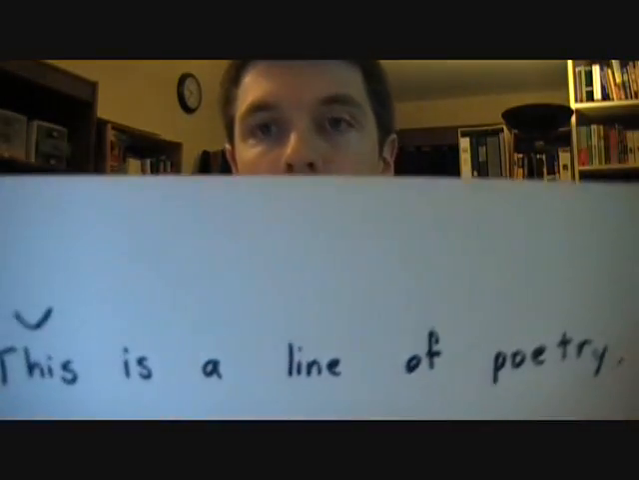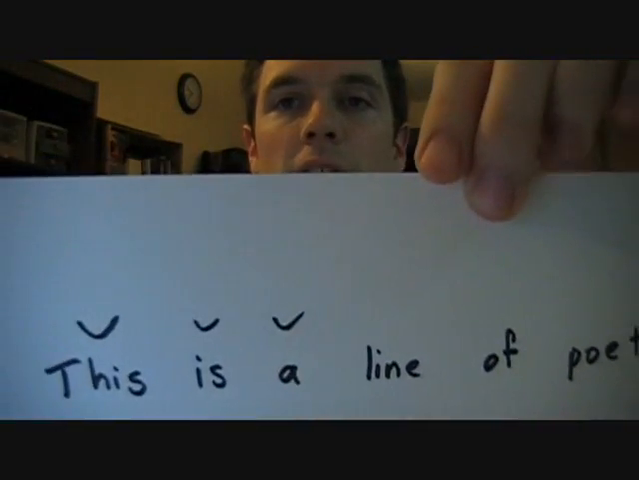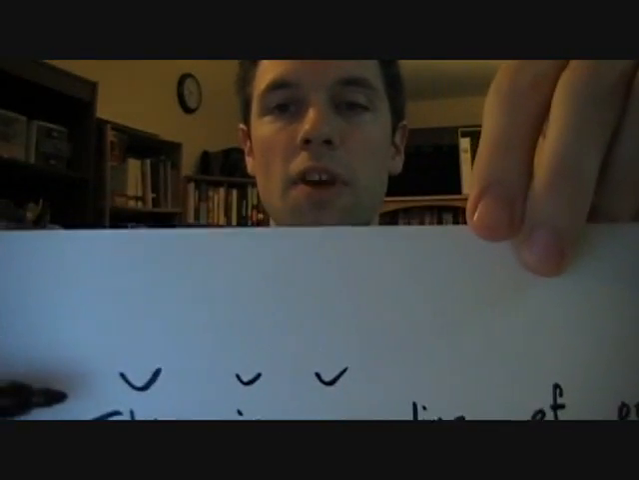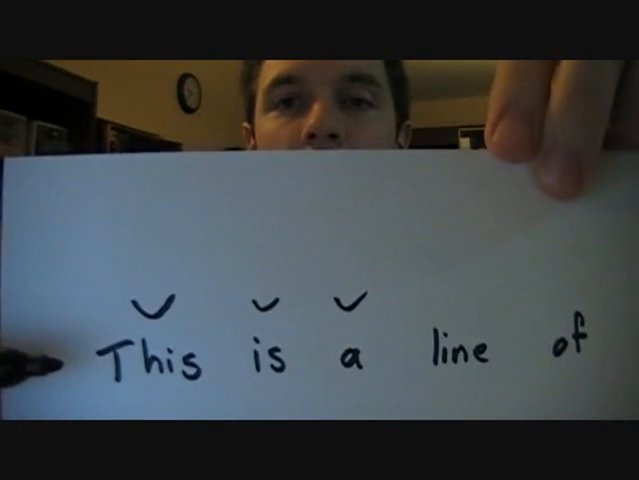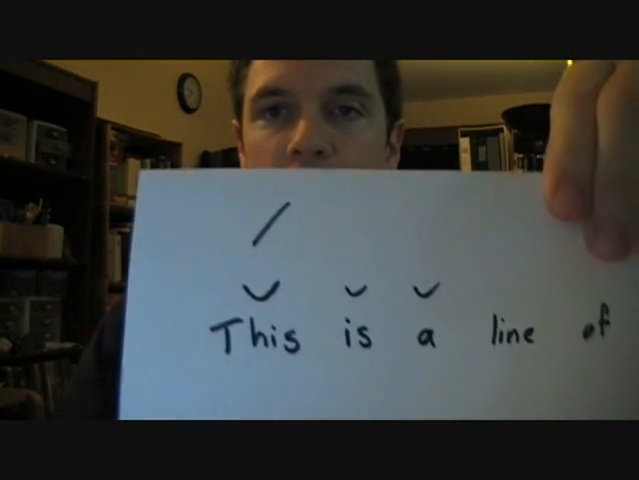Okay. So we got, this is a line of poetry. Oh, I did that wrong. Well, I guess that can be a soft sound or a hard sound, which is what I was gonna talk about. So I'm just gonna finish this off. Notice if it's soft like that, it's just this. But if it were a hard, like an accented sound, it would be this is a line of poetry.